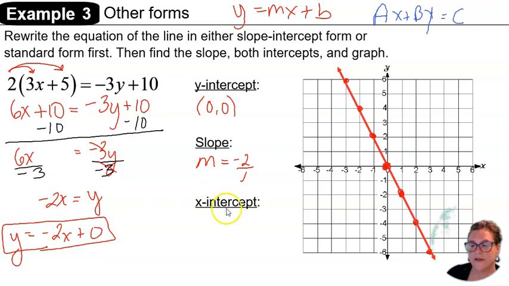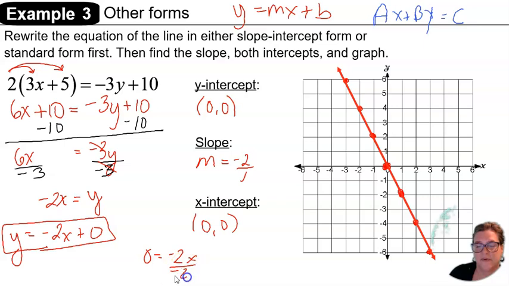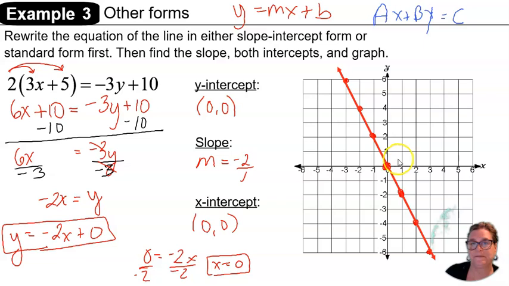So to find the x-intercept, we can look at the graph and see it crosses at 0, 0. Or we could put 0 in for the y and find the x that goes with it. So if I were to do that, I'd put 0 in here for the y. 0 equals negative 2x. I divide both sides by negative 2, and 0 divided by negative 2 is 0. So there I see my x-intercept algebraically is 0, which confirms what we saw on the graph.